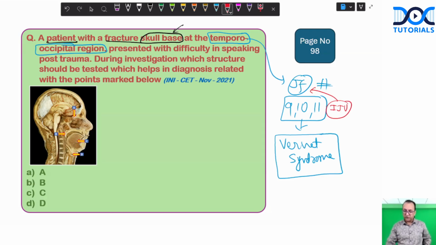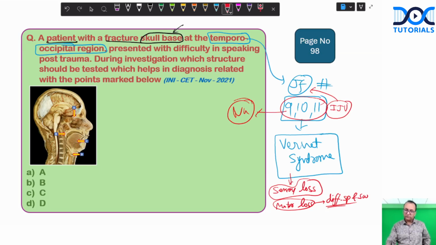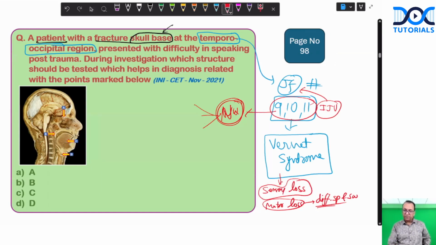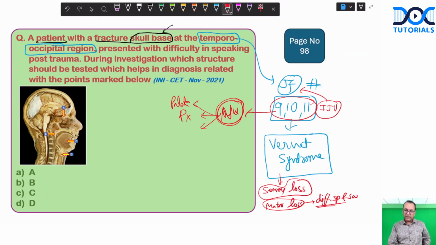What are the features of Vernet syndrome? Obviously, nerves 9, 10, 11 are gone. There'll be some sensory loss, and not only sensory loss, there'll be motor loss also. What kind of motor loss could there be? There'll be difficulty in speech and swallowing. Why? Because of nerves 9, 10, 11, nucleus ambiguus. So you understand what will be happening. There'll be paralysis of palate, pharynx, and larynx muscles, so there will be difficulty in speech and swallowing.